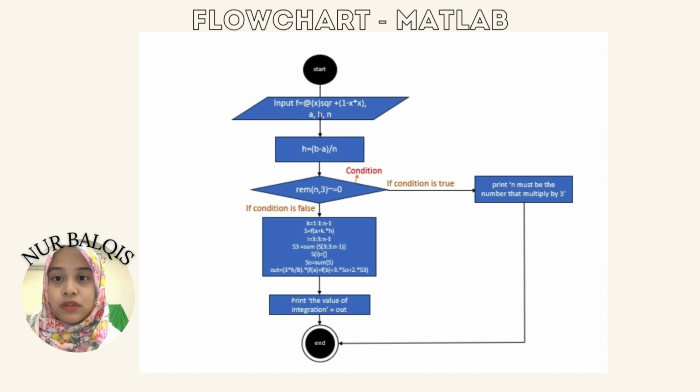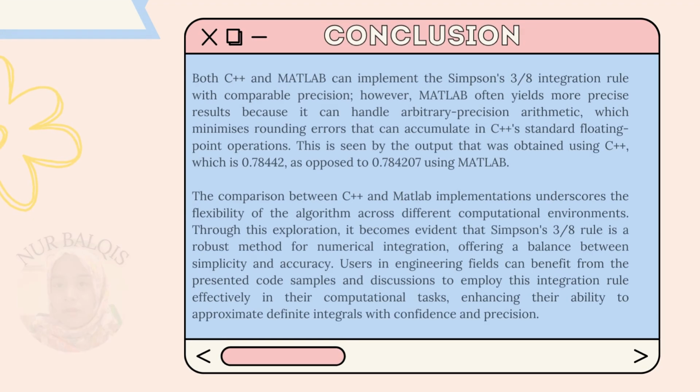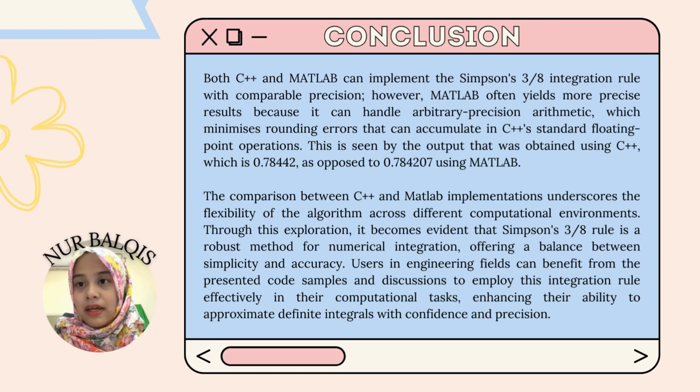The figure shown is the flowchart of the MATLAB, which consists of start and then input and then the h formula and then the condition, which is rem(n, 3) equal to 0. And if the condition is true, it appears print n must be the number that is multiplied by 3, whereas if the condition is false, it appears print the value of integration out. And lastly, end.